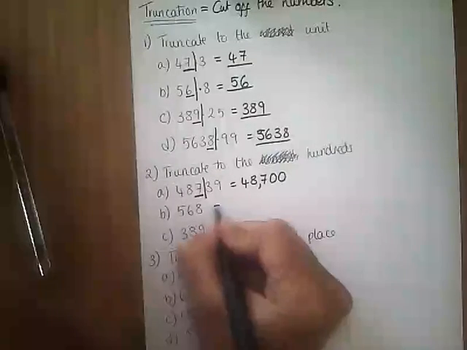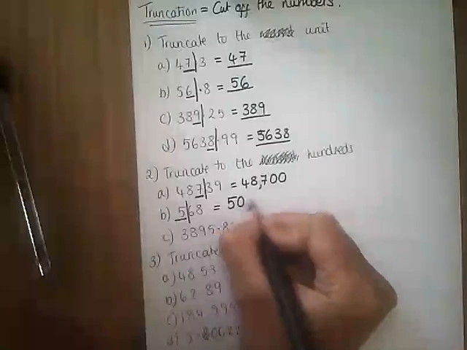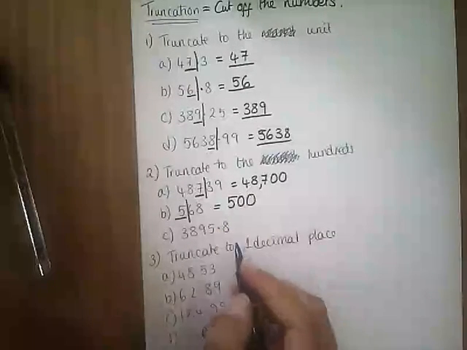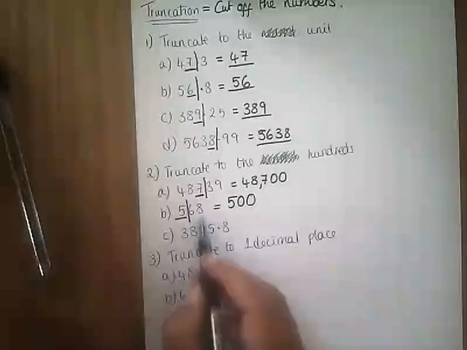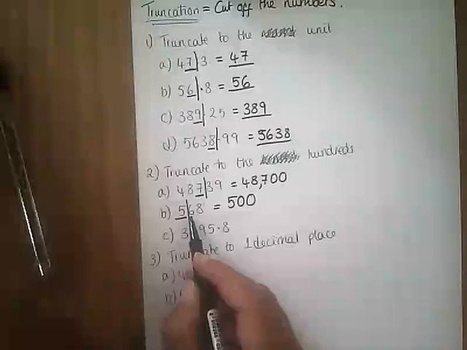Truncate to the nearest hundreds. Here's my hundreds. Chop everything else off so it stays as a 5. And I've got to replace the others with zeros, 500. If you were rounding that to the nearest 100, it would be 600 because this number next door is bigger than 5. So just be careful.